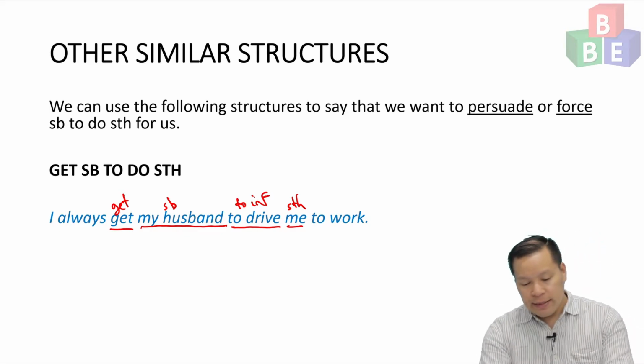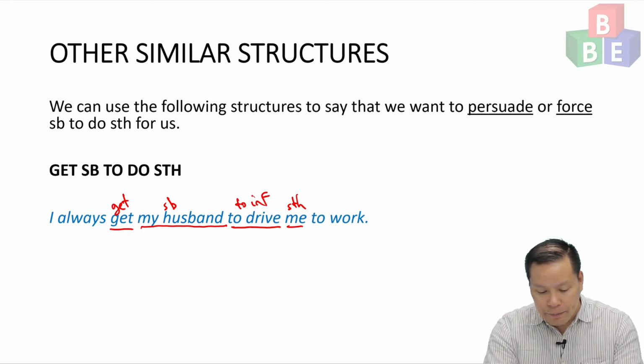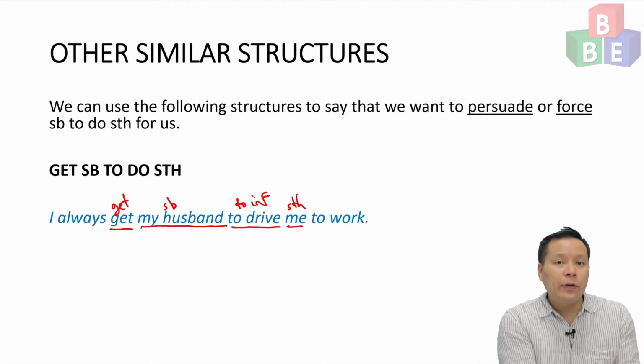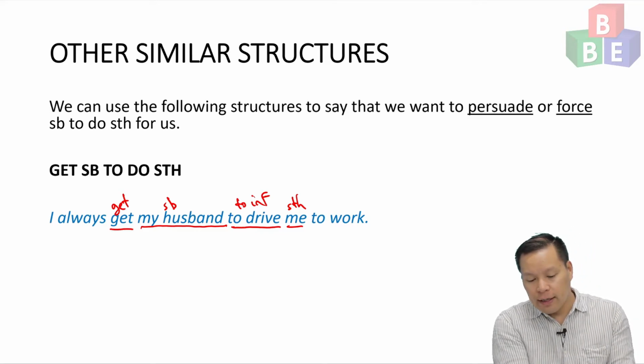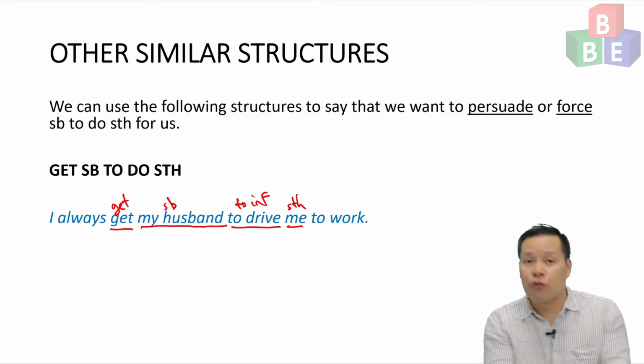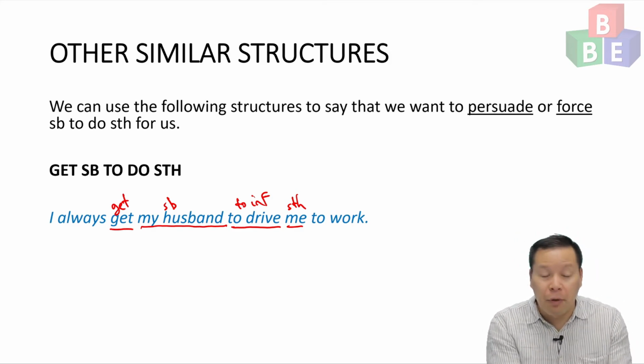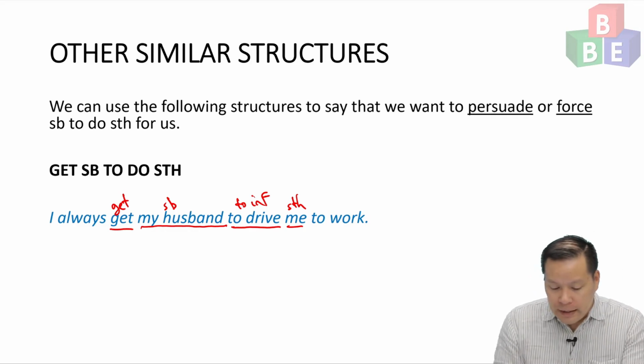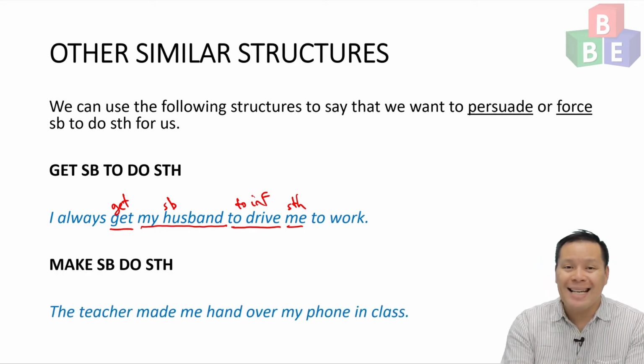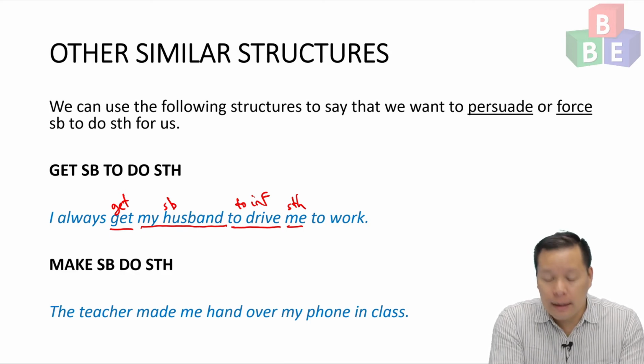Okay, so in this case here, this is from the wife's point of view perhaps, and she always gets her husband to drive her to work. Okay, does he have a choice? Not sure, probably not. So the second structure is make someone do something.